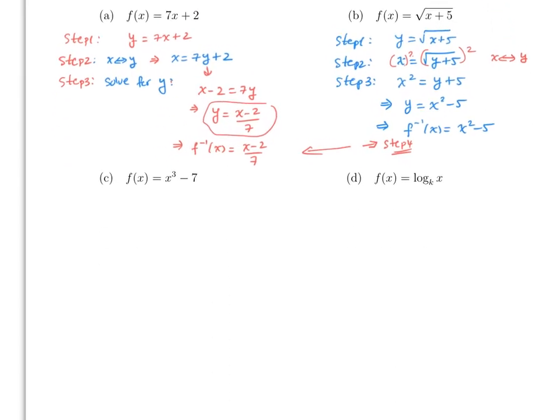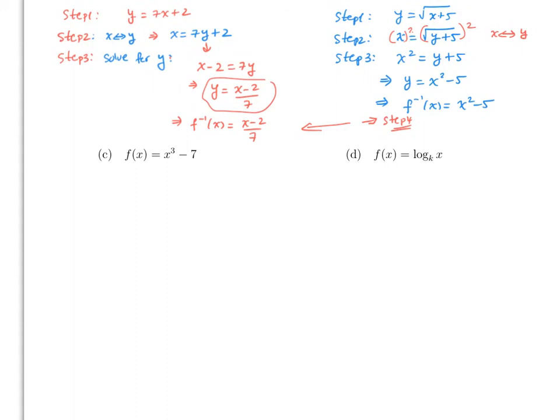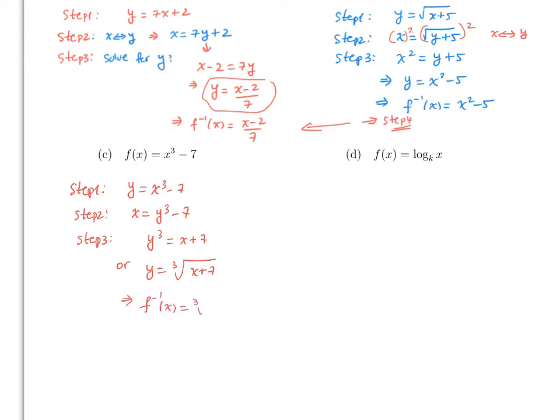Okay. Then we do the exact same thing for part C. So step 1, y equals x cubed minus 7. Step 2, x equals y cubed minus 7. Then step 3, solve for y. So you're going to have y cubed is equal to x plus 7, or y is equal to the cube root of x plus 7. So therefore, the inverse is equal to the cube root of x plus 7. And that's it.